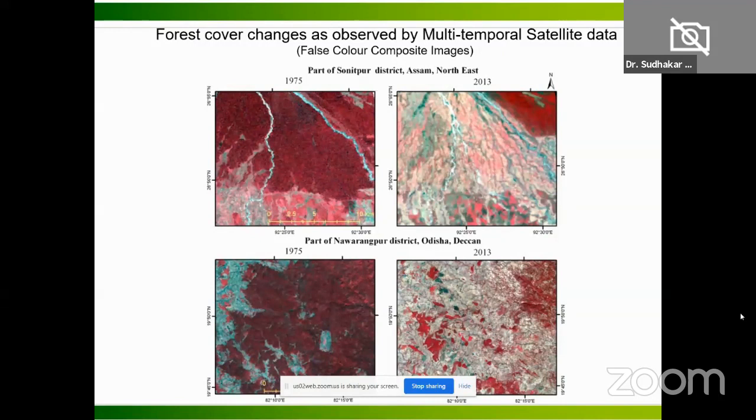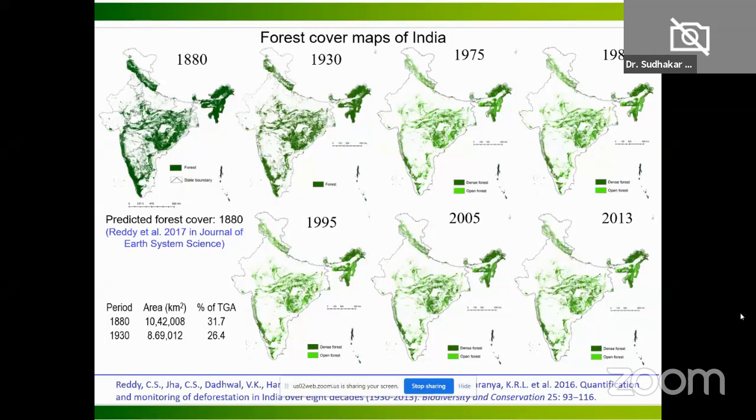What we are doing at NRSC, the National Remote Sensing Centre, is making a national database for the entire country. At the same time, the Forest Survey of India, from 1989 onwards, is also generating biannual forest cover maps and biannual forest cover reports, and they are submitting them to Parliament for authorization. But at NRSC, we are mainly focusing on natural forest change.